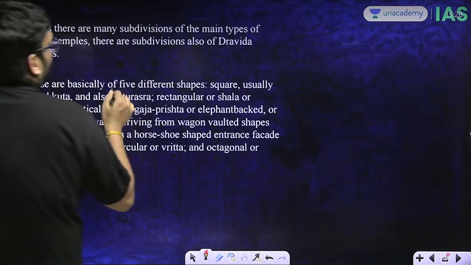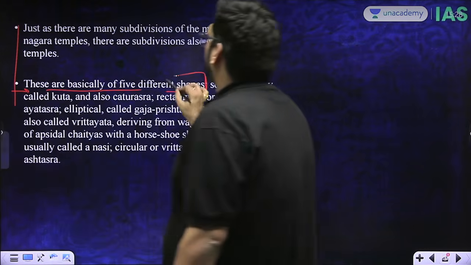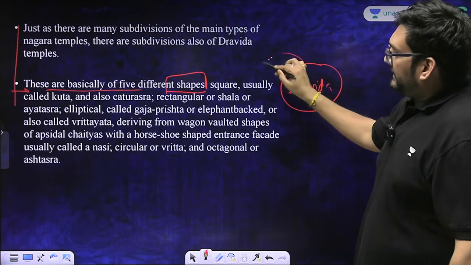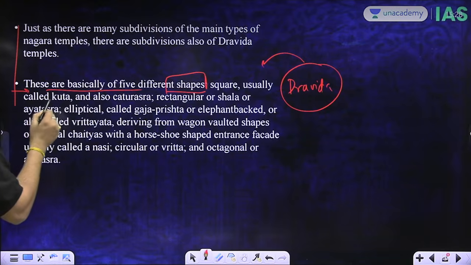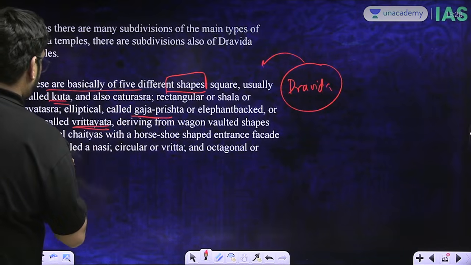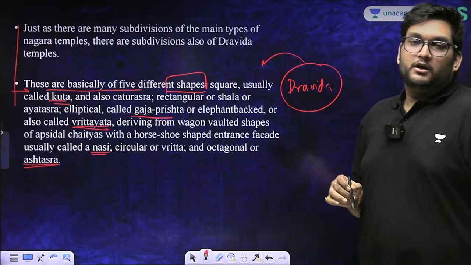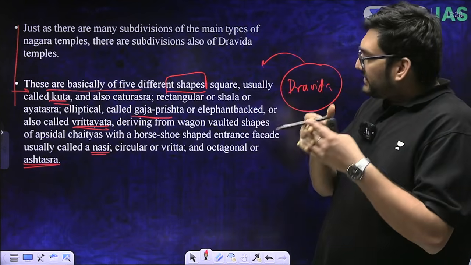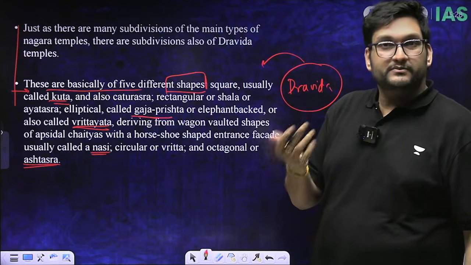Now, there are also certain divisions based on shape in Dravida. You can learn the terms here which are very, very important. So you have these following terms which you can learn so as to attribute what type of subdivision happens according to the shape of the temple itself. And that is why these terms become important for prelims.